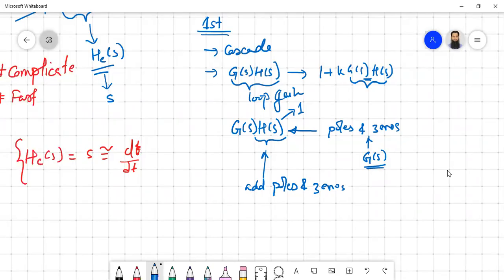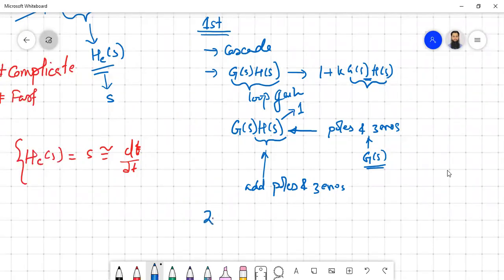You have to find out the loop gain, G of S, H of S, and based on it, you have to draw the root locus, and after drawing the root locus, to go through the desired point, actually you have to add pole and zero to H of S, not to G of S. That's it. So this is your approach one.